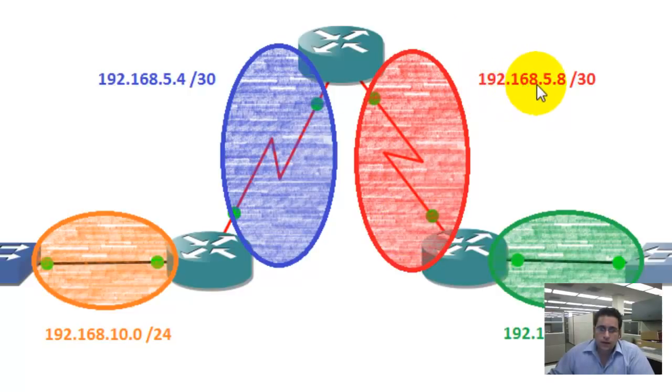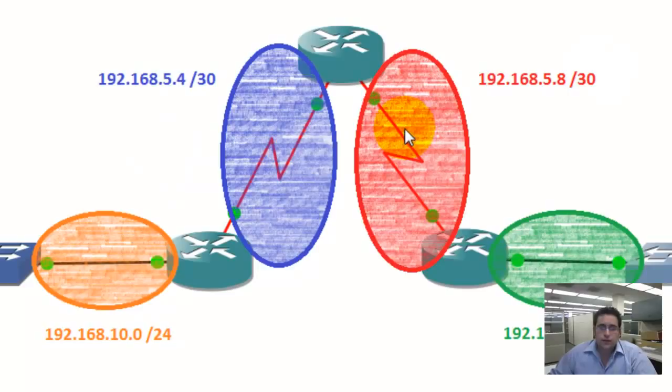On the red side, we have 192.168.8.0 with a /30. And for the sales department down here, we have the green, which is 192.168.20.0 with a /24. Okay.